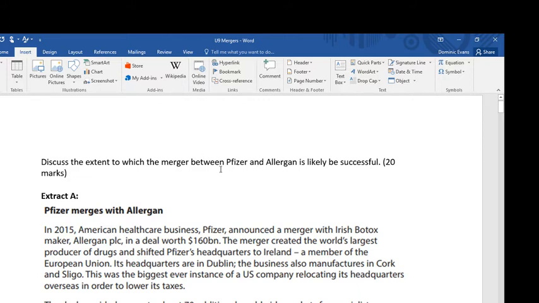Now then, this is a question where you're going to need to use the case study. It's highly unlikely that you've got enough knowledge of Pfizer and Allergan in order to build an argument yourself. And in paper 2, you are given some case studies that will help you to build an argument. So it's really important to draw on them and read them. So paper 2 has 3 case studies.